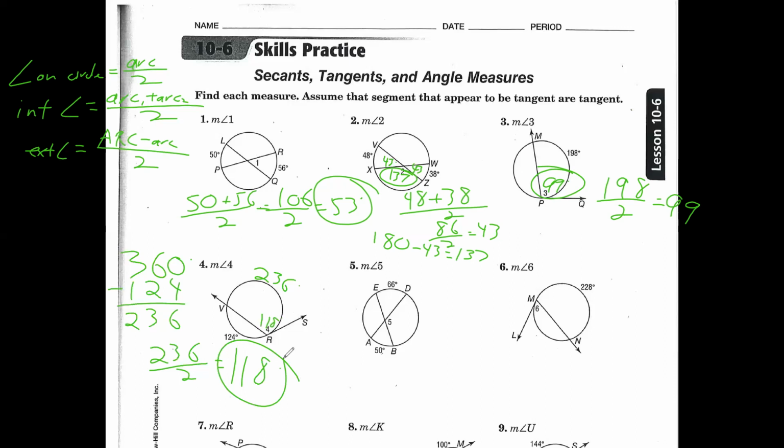On number 5, we have the angle inside the circle again. So add them up: 6 plus 50 divided by 2. 106 divided by 2 is 53. Yeah, that's for these 2 angles. That's not our final answer. We have to subtract that from 180. 180 minus 53 is 127.